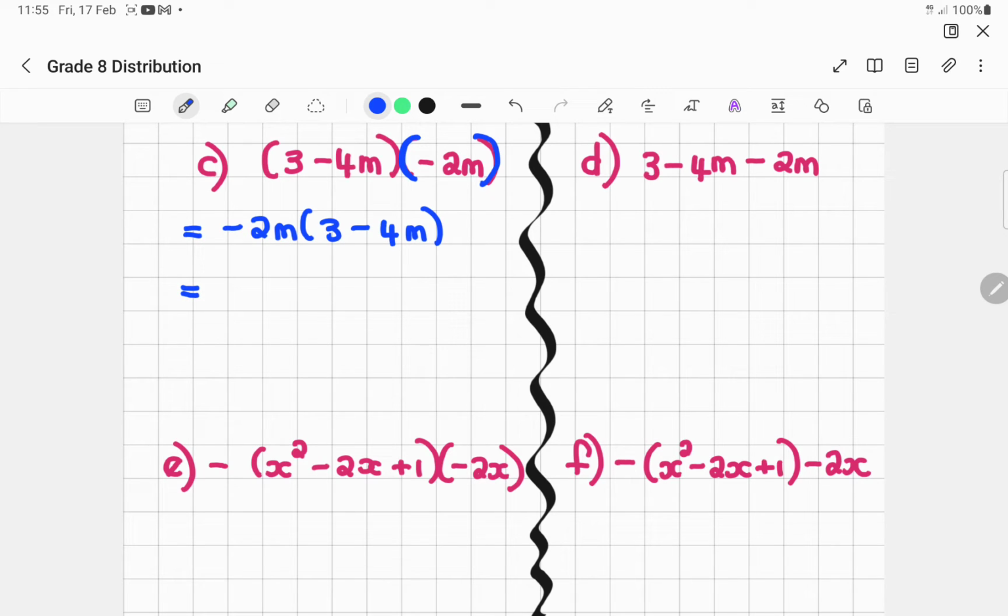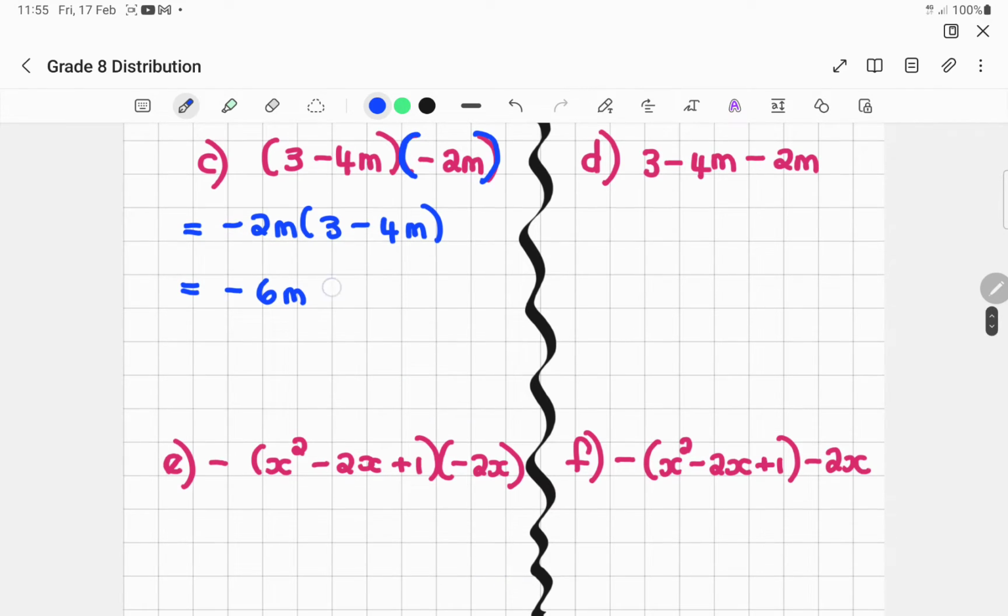So let's go ahead and do that. A negative times a positive is a negative. 2 times 3 is 6, and an m comes down. Negative times a negative is a positive. 2 times 4 is 8, and m times m is m squared. Any like terms? No. m and m squared are different. So can you see the like terms?